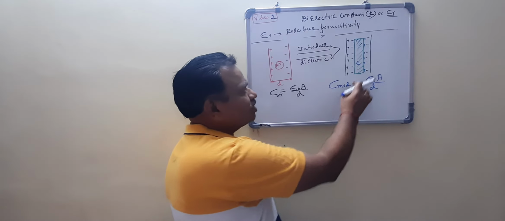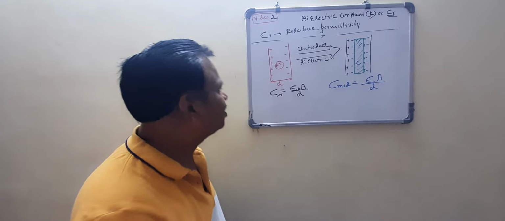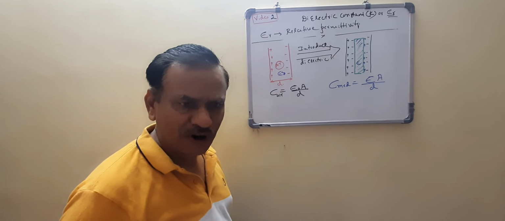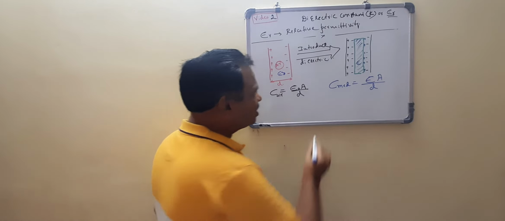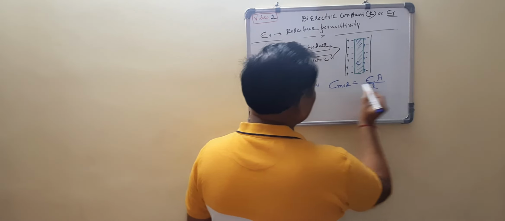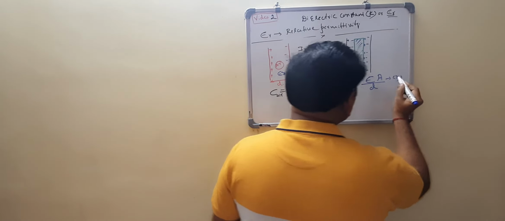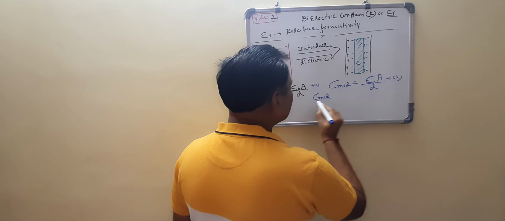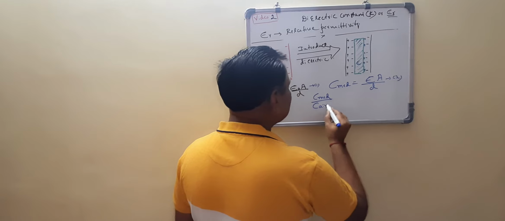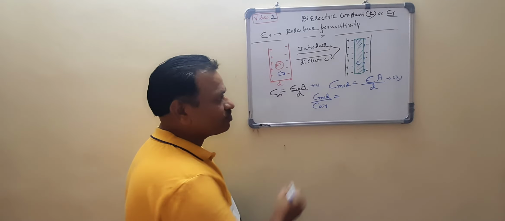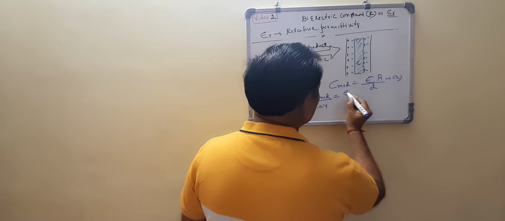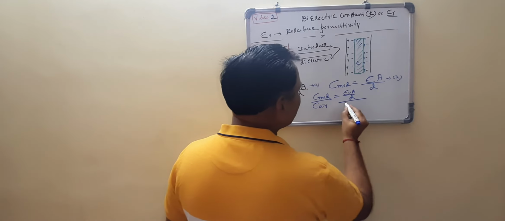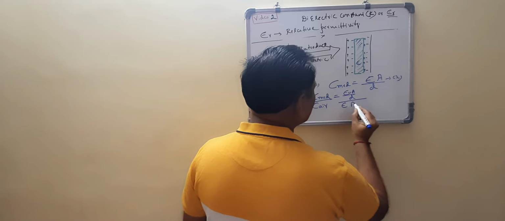What is epsilon? The permittivity of the given medium. What is this? Air is there. What is this permittivity? Epsilon naught. Now this is equation number 1 and this is equation number 2. Now I will write C of medium divided by C of air equal to this equation, epsilon naught into A divided by D whole divided by epsilon into 1.